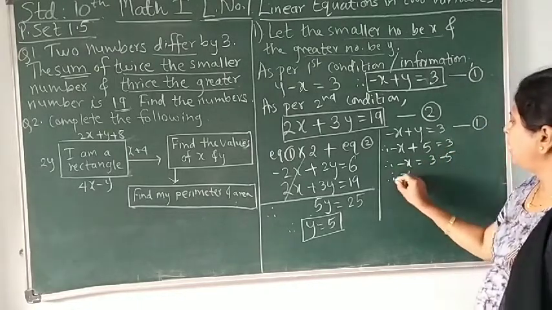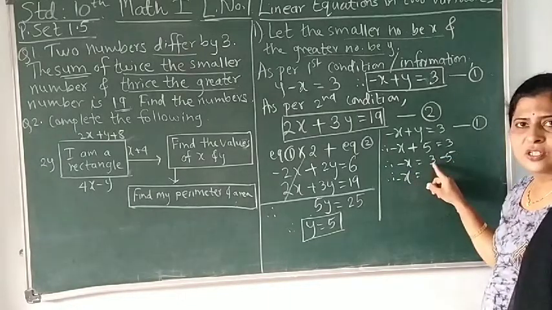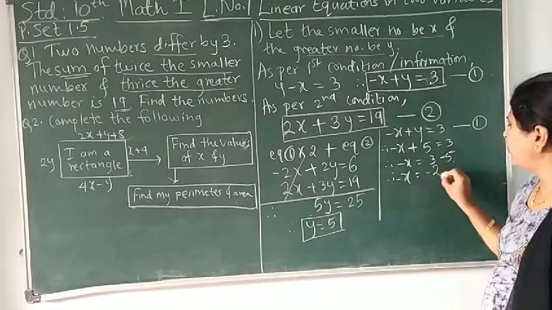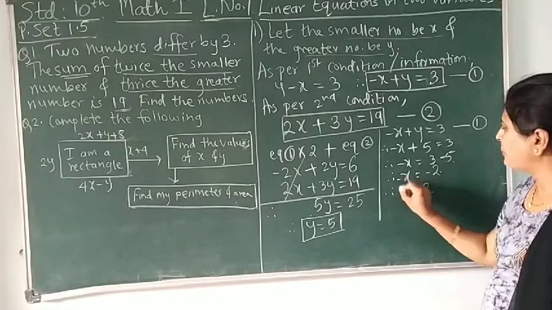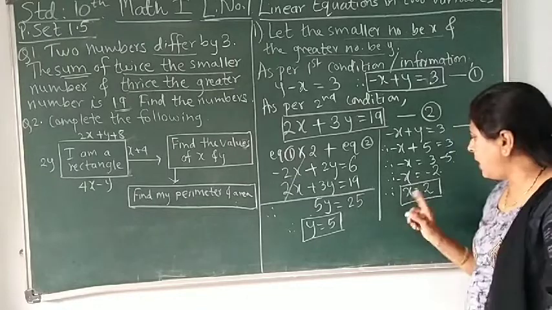And therefore minus x is equal to 3 minus 5, which will become 5 minus 3, that is 2, and the sign of the bigger number, that is minus 2. If minus x is minus 2, x is going to be equal to 2. Okay. So we have got the value of the other variable x as 2.